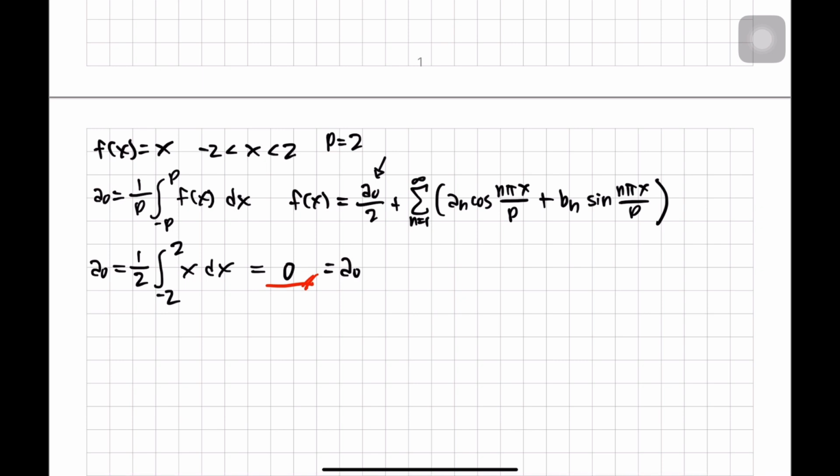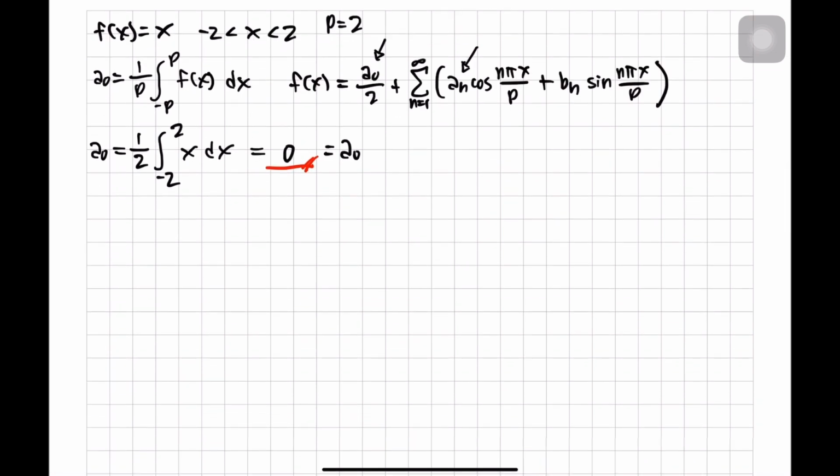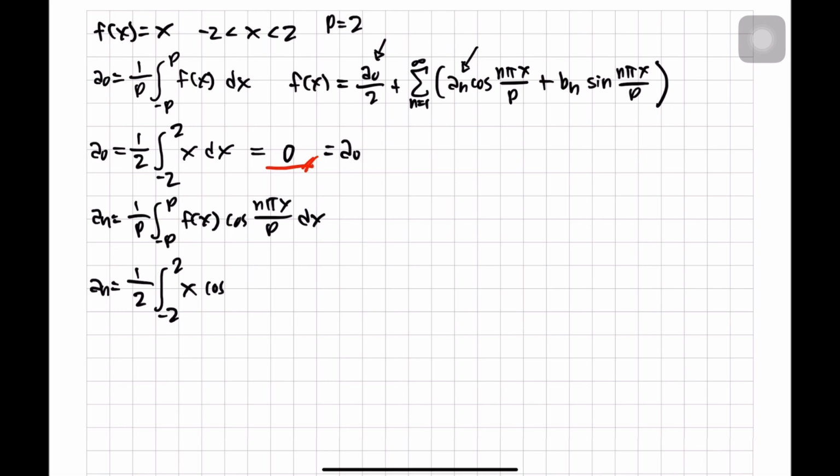Next we need to find the a sub n. This is where things start to get messy. We all know a sub n is equal to 1 over p times the integral from negative p to p of f of x cosine n pi x over p dx. So we will just substitute the available variables. P is 2, so that's negative 2 to 2, f of x is x, cosine n pi x over our p, which is still 2, and dx.